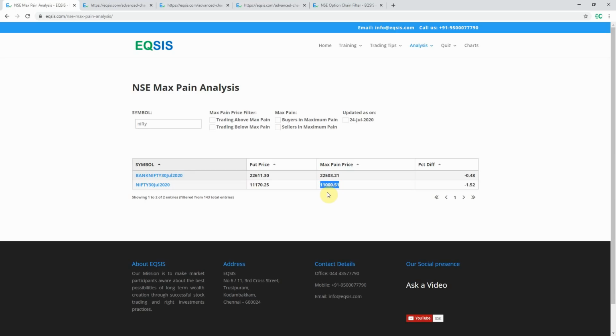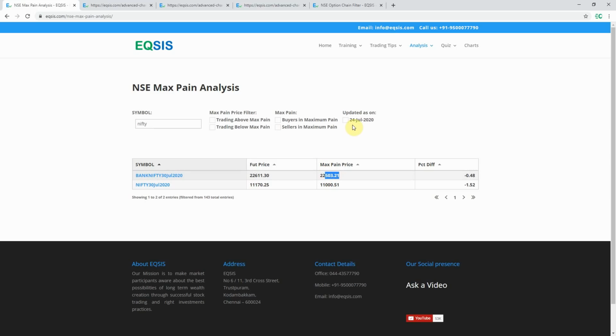Because the premium paid by the option buyer is what is actually going to create the pain. It is not only where it settles on the expiry day. So now look at this one. As far as Bank Nifty is concerned, 22,500 is actually going to act as the max pain point for the traders.